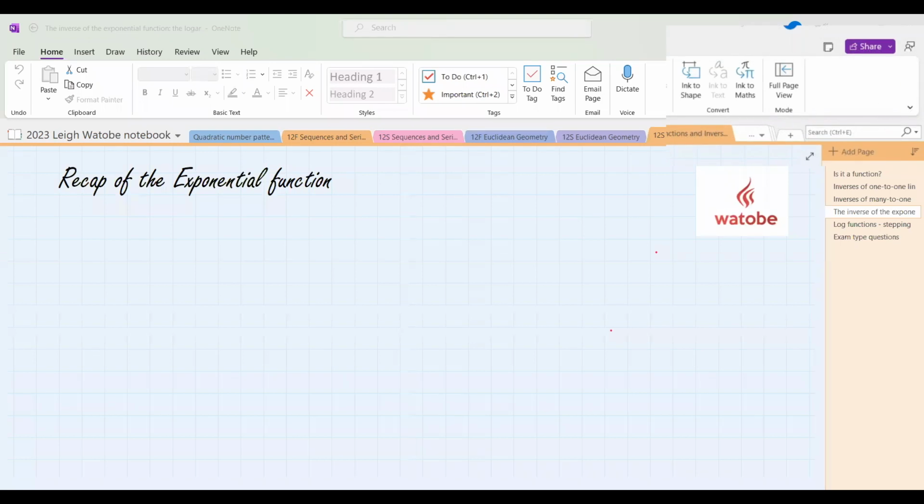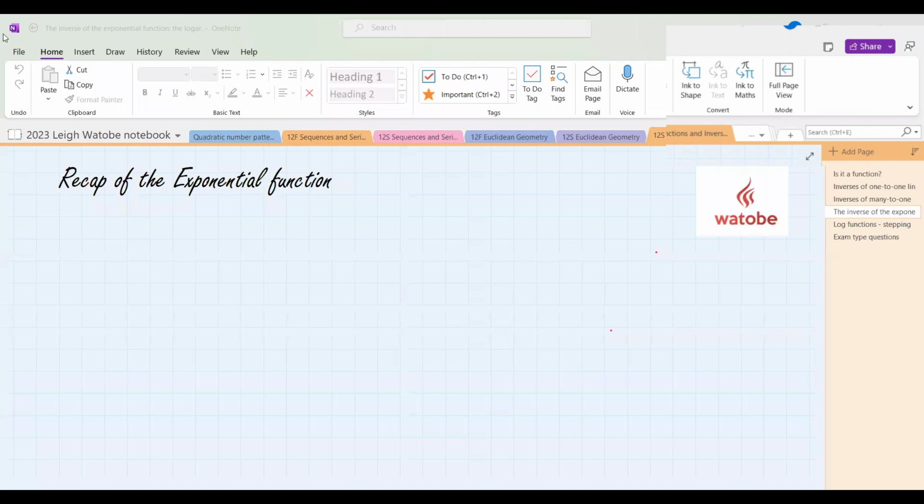Let's get started with today's lesson. What we're going to talk about today is the inverse of the exponential function, which is the logarithmic function. But before we dive in, I think it's really important for us to do a recap of the exponential function first, because often matrics struggle with it. It's been a while since you did this in grade 11, so I just want to do a brief recap of the exponential function, and then we can dive into its inverse.